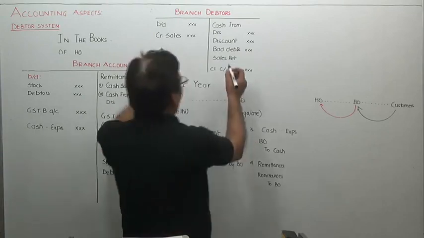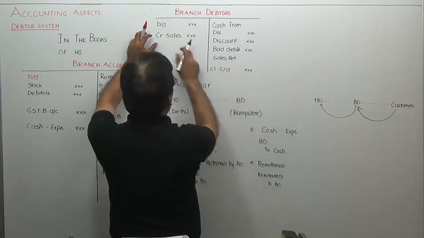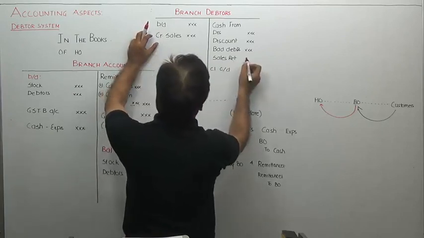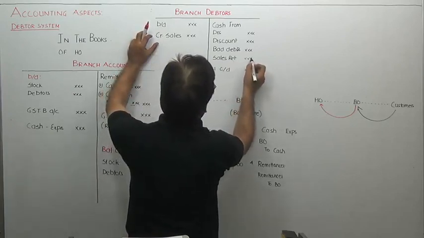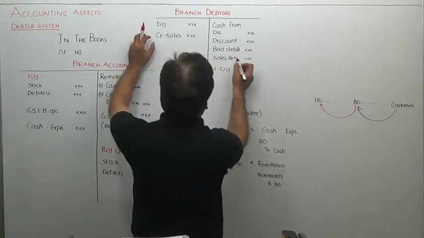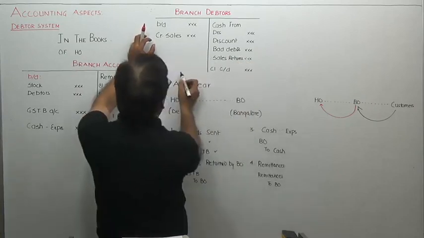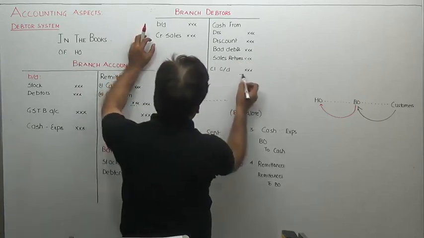Correct? And as you are well aware, sales return generally comes on the opposite side of credit sales. That is the reason sales return will figure here. Sales returns. Is it clear to you? So that is how branch debtors account is prepared.